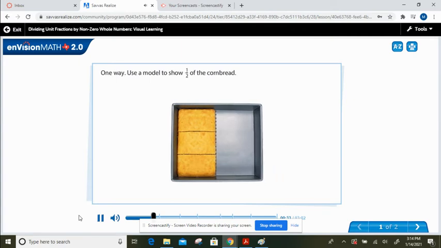One way. Use a model to show 1/2 of the cornbread. What does the model represent?